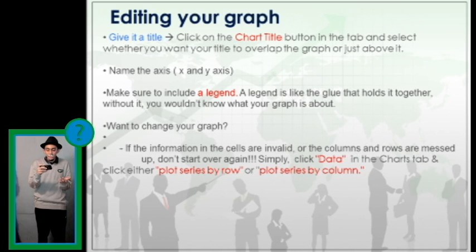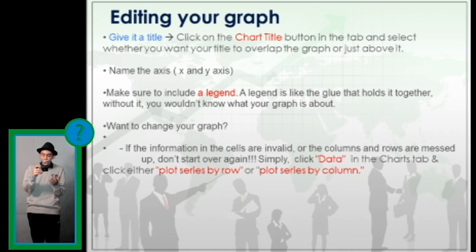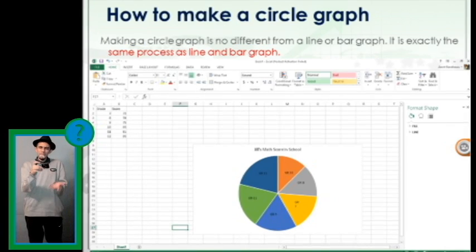Then you gotta name your axis, X or Y. Make sure to include a legend. A legend is like glue that holds it together. Without it, you won't know what your graph is about. Want to change your graph? And if the information in the cells are invalid, or the columns and rows are messed up, don't start over again. That's silly. Simply click Data in the Charts tab and click either Plot Series by Row or Plot Series by Column. Of course!